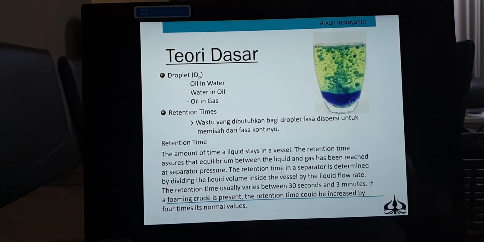The retention time in a separator is determined by dividing the liquid volume inside the vessel by the liquid flow rate. The retention time usually varies between 30 seconds and 30 minutes. If foaming crude is present, the retention time could be increased by 4 times its normal value. That's why in the separator we don't want any foam. You will be able to see the latest sentences at the bottom later on when we do the exercise.